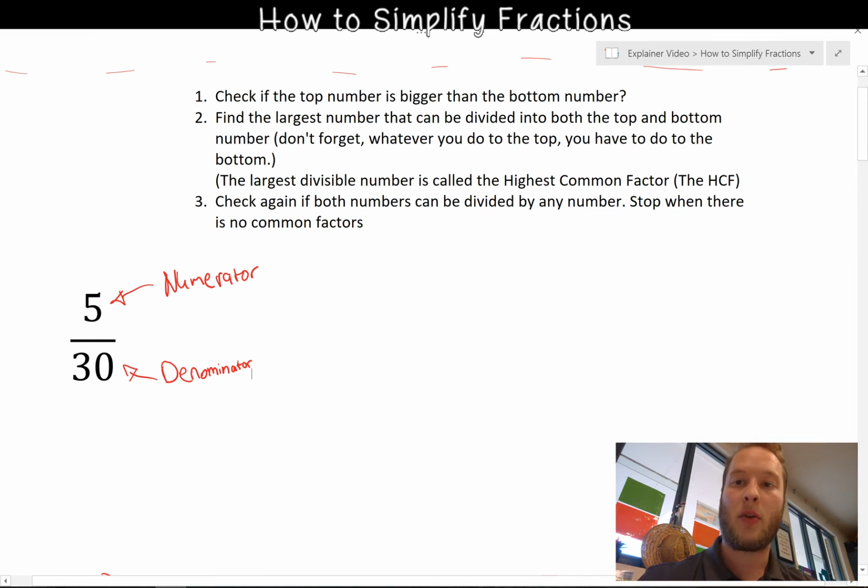Hello, in this video I'm going to be talking about how to simplify fractions. So we normally look at three rules when trying to simplify.